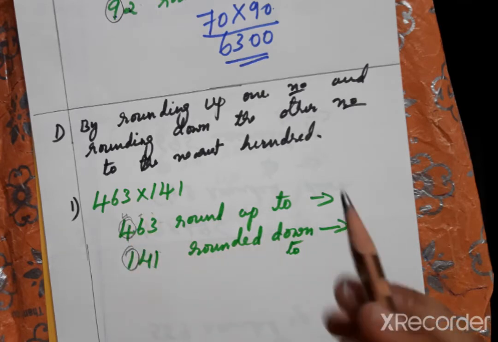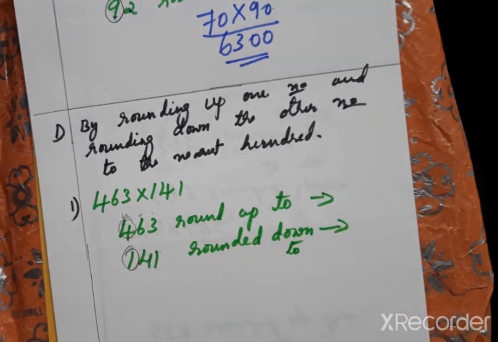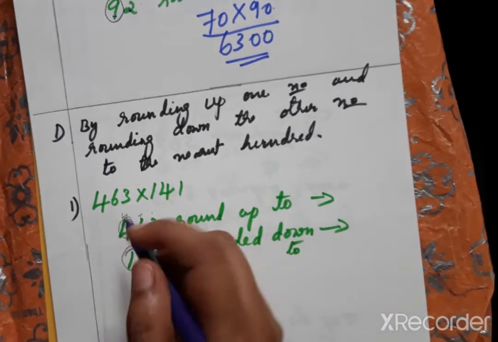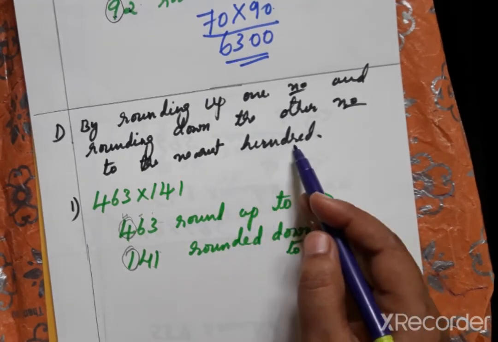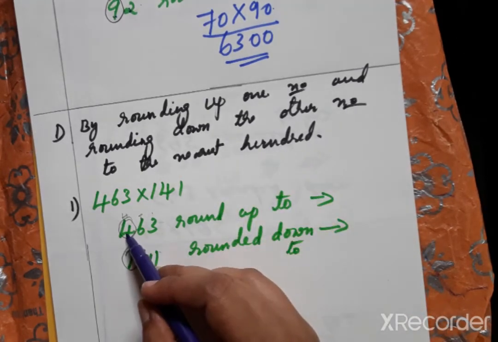Encircle the number, that is the first step. Whichever place value we are rounding off, we have to encircle it. We are rounding here to the 100 place, the nearest 100 place. So this number we are rounding off, then this number we are rounding up.